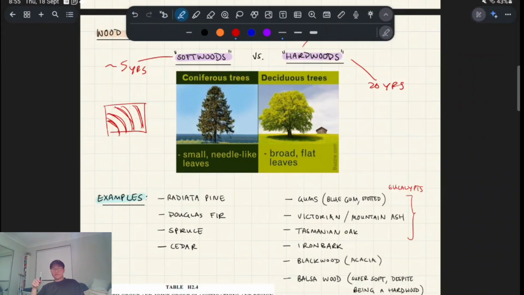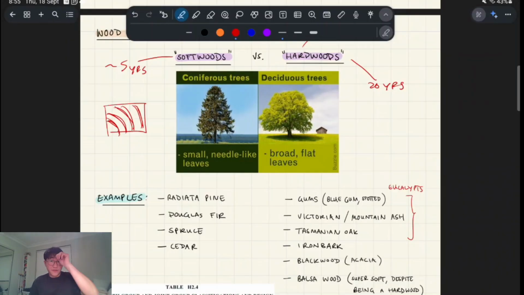Another thing about softwoods is they dent very easily. So these ones are hardwoods, right? And so if I put my finger in it, like if I put my nail in it and try to scratch it, it's not really gonna dent it much. But doing that on softwood is a different story. It's gonna make a mark.